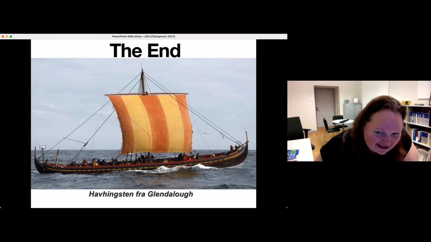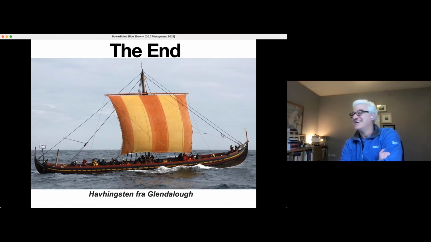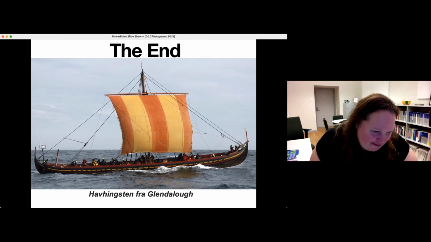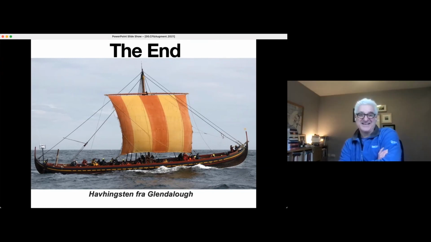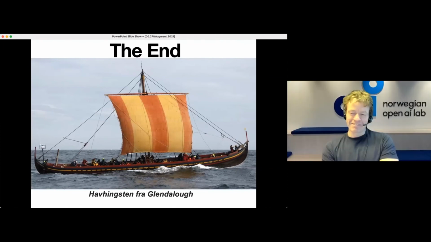And then it seems to be quite some technology in the end, right? This white thing, I guess, indicates that it's not a boat from the Viking Age. Yeah, that's true. Anyway. Very impressive.